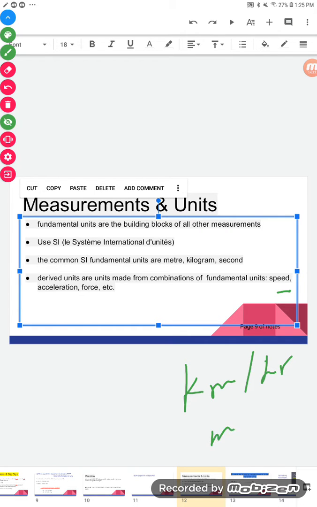Okay, or meters per second would be the better version. So then you might need to switch these things back and forth, and that's where the factor label method comes in later. And it's kind of a difficult task. That's why I'm going to make its own video for it, okay?